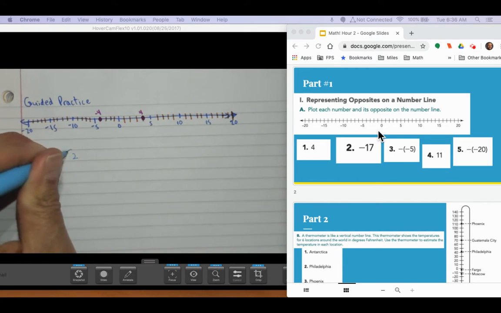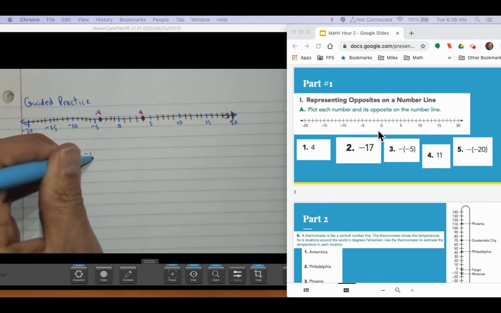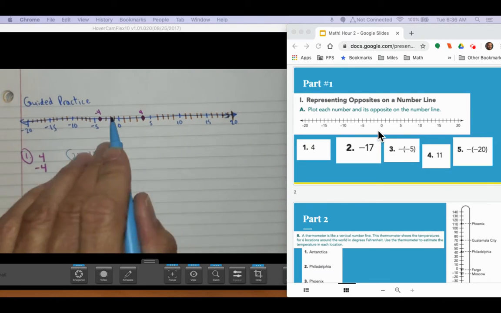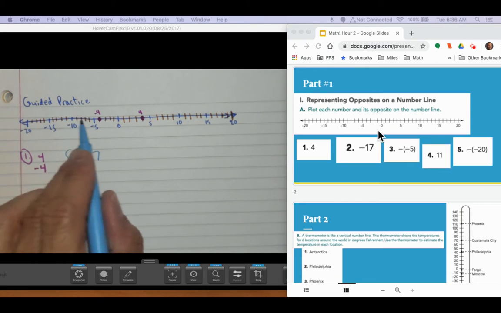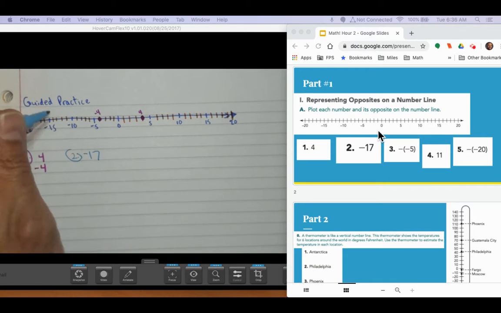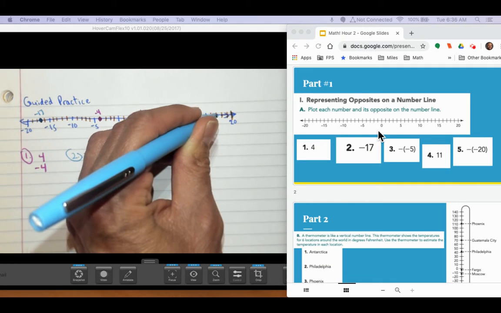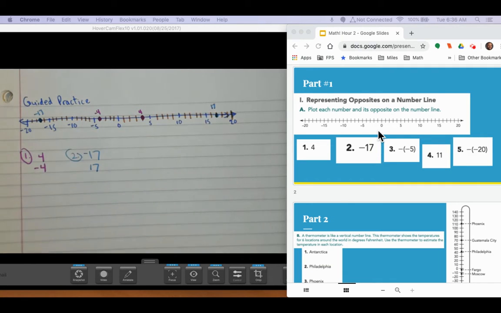Number 2, we had -17. So if I was to take -17, it would be -5, -10, -15, -16, -17. So this would be -17 on the number line. The opposite of -17 would be 17. And so I'm going to plot that on the number line. You should pause it and do number 3.